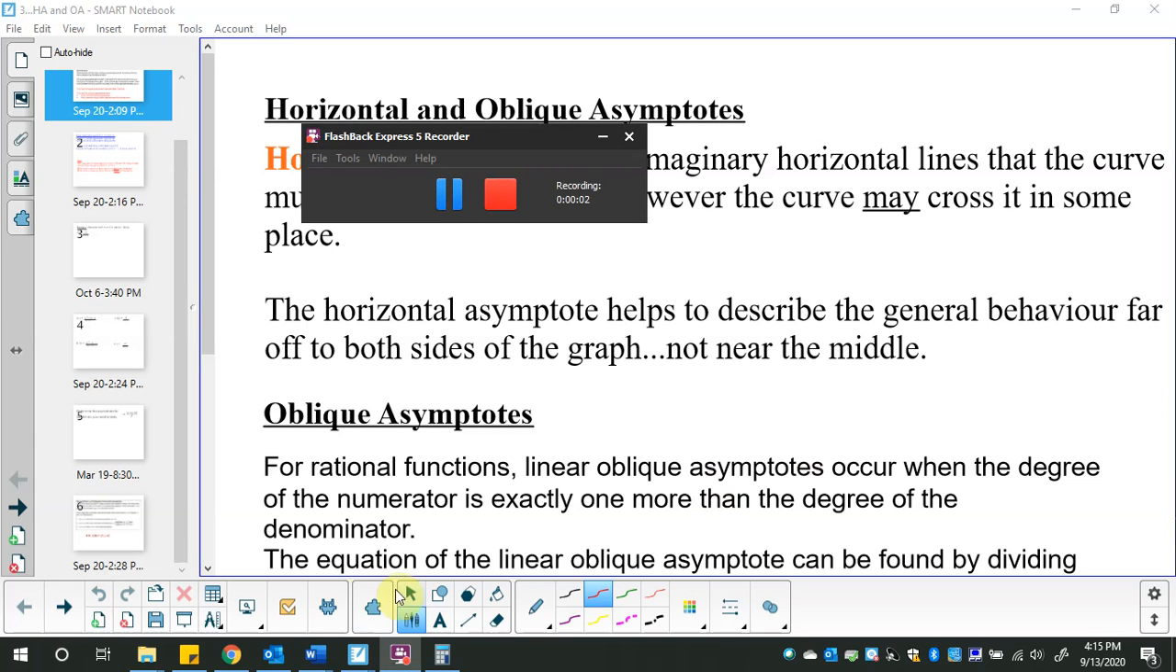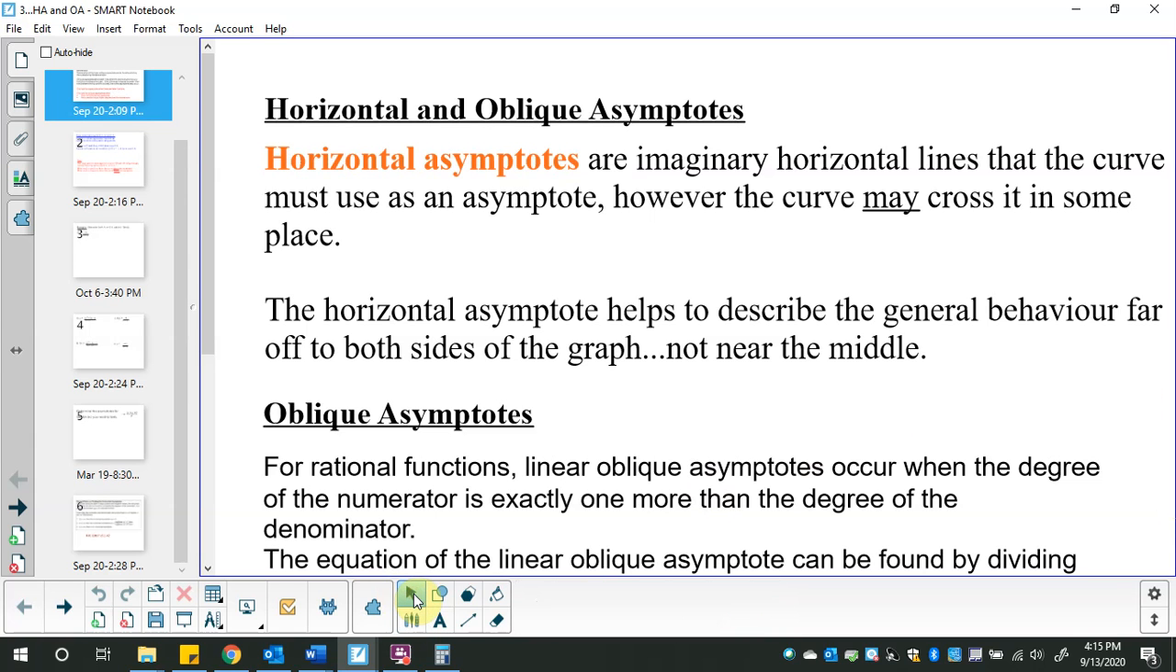Time for horizontal and oblique asymptotes. I may have to backtrack and look at the vertical asymptotes again. These are different because horizontal and vertical, or oblique and vertical, are different. That means you're going to have different tests, and yes, it'll take some practice to keep it straight.